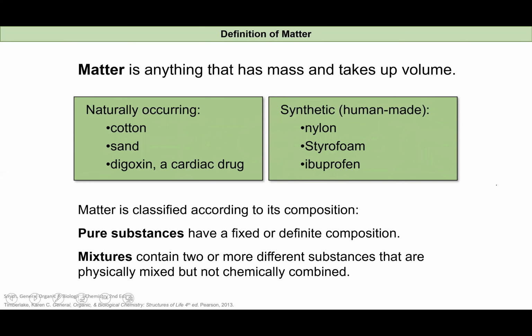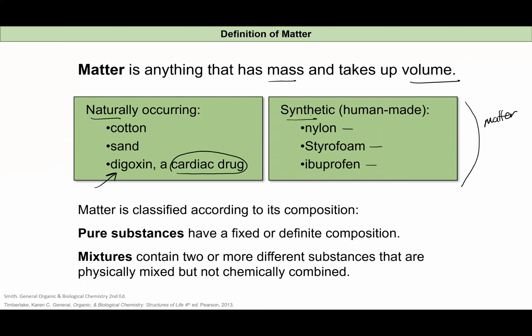So matter, as I said before, is anything that takes up mass and volume. Some naturally occurring types of matter include cotton, sand, or a cardiac drug called digoxin that we can actually isolate from plants. We have synthetic types of matter: nylon, styrofoam, ibuprofen. These are all things that we develop in a lab. But these are all matter. And they're all chemicals, regardless of if they occur naturally or if they're synthetic.